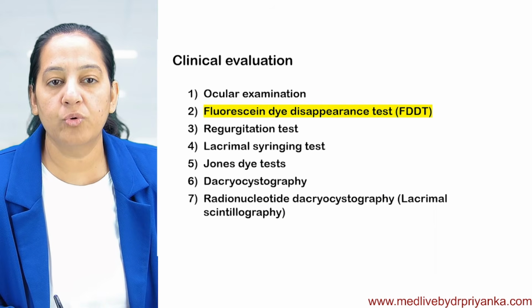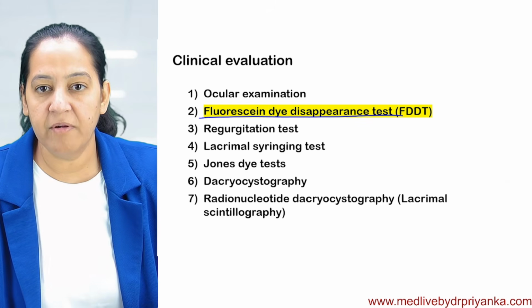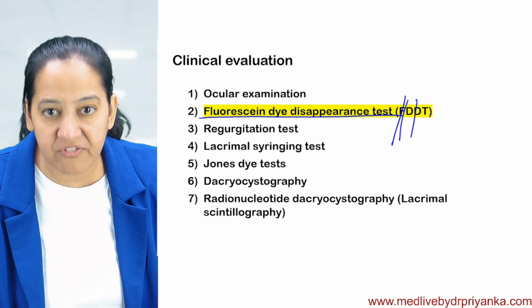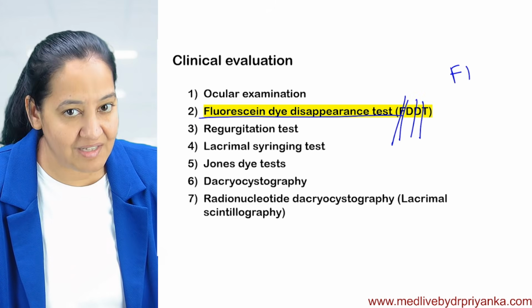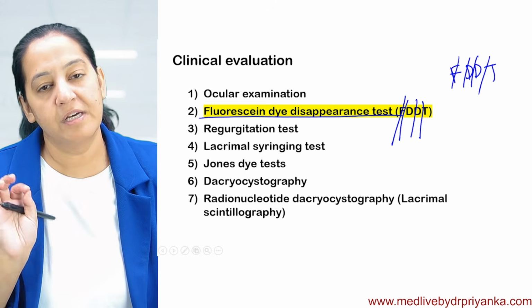Number 1. Number 2, do a fluorescent dye disappearance test. It is known as FDDT. What is the full form? Fluorescent dye disappearance test, FDDT. See the full form, FDDT. So we have to do this test.